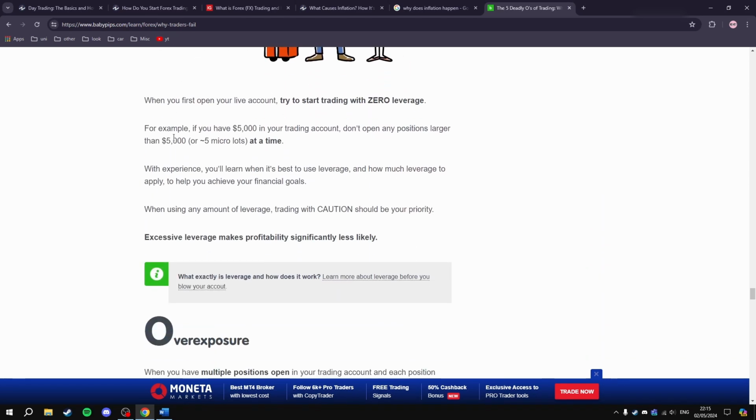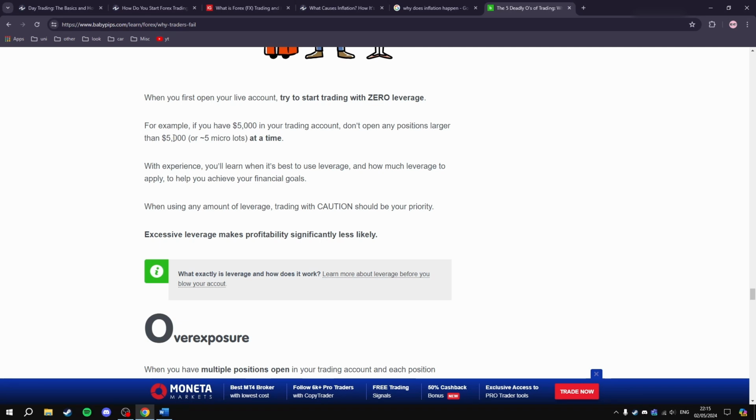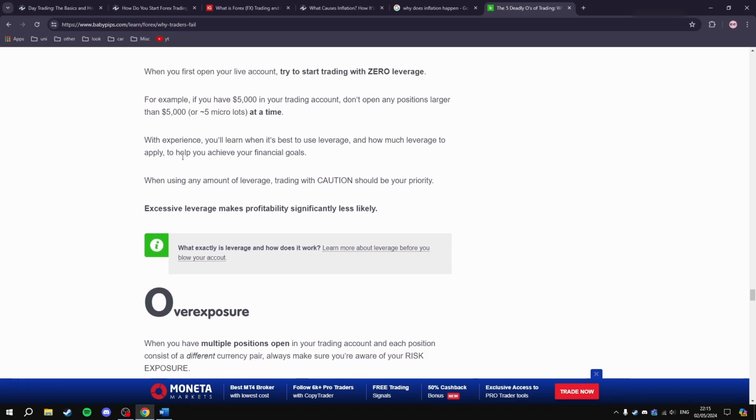When you first open your live account, try to start trading with zero leverage. For example, if you have $5,000 in your trading account, don't open positions larger than 5,000 at a time. With experience, you learn when it's best to use leverage and how much to apply to help you achieve your financial goals. When using any amount of leverage, trading with caution should be your priority. Excess leverage makes profitability significantly less likely.